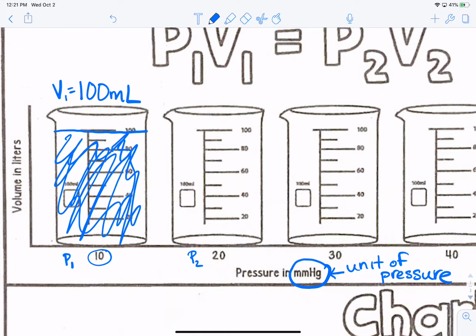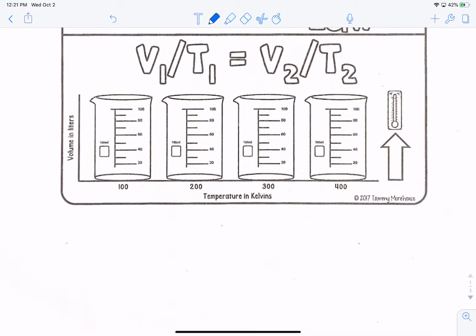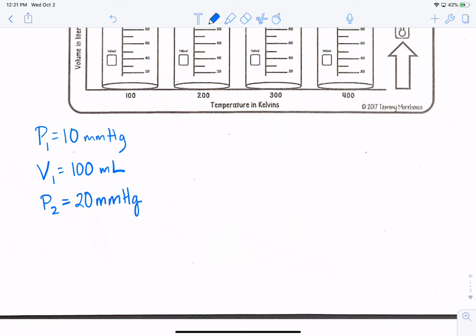Okay. So here's our new pressure. I guess the question is, what's going to happen to our volume? So let's go ahead. On the bottom of your page, there's some room. Pressure 1 was 10 millimeters mercury. Our volume 1 was 100 milliliters. Our pressure 2 that we changed was now, we increased the pressure to 20 millimeters mercury, and now we want to know about volume 2.